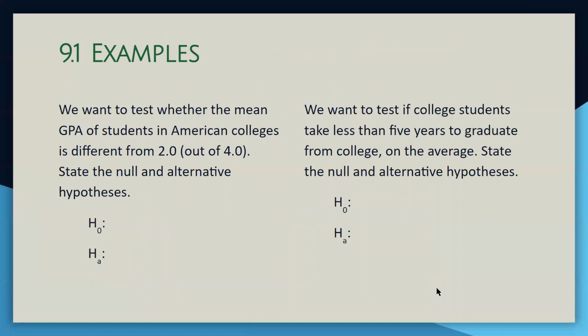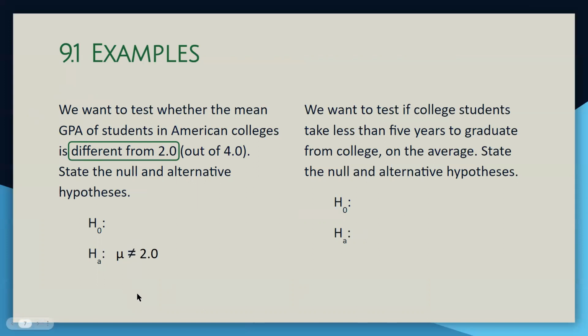So a couple examples. We want to test whether the mean GPA of students in American colleges is different from 2.0 out of 4.0. State the null and alternative hypotheses. Reading that statement, the first word that pops out to me is "different from." Is the GPA different from 2.0? I know that different means not equal to. Could be less than, could be greater than. That not equal to, that's an inequality. That's going to go in my alternative.